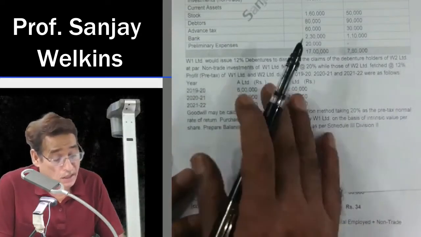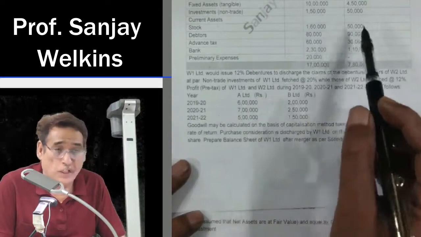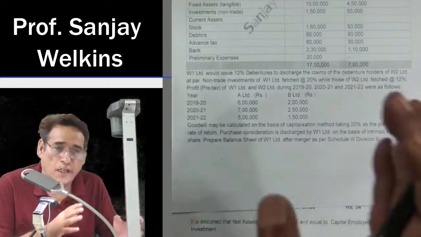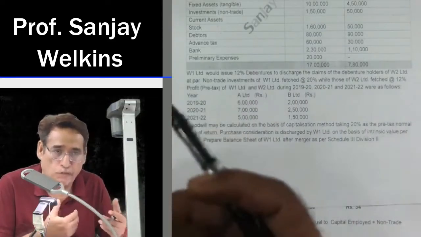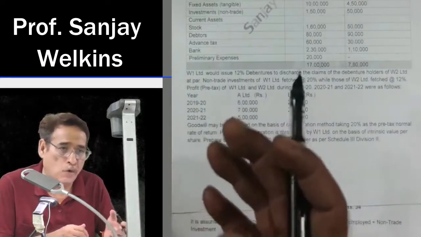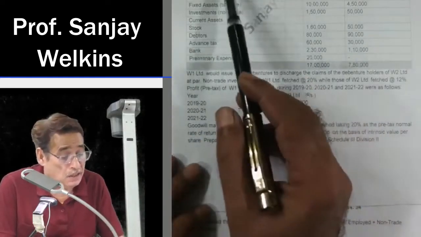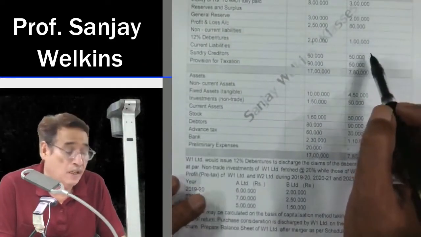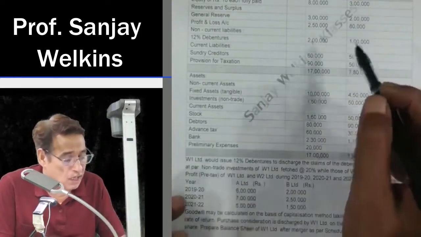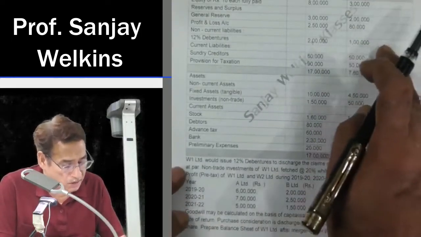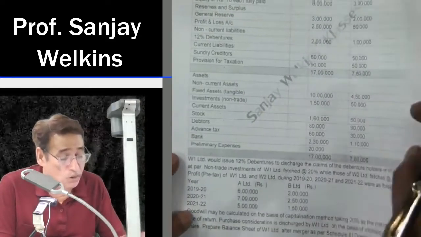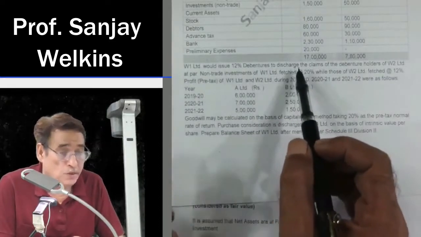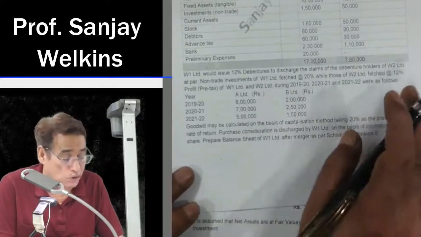What does it mean? It means once W1 will take over W2 Limited, we will take over their assets and liabilities. When we say we are taking over their assets and liabilities, obviously we are taking over their assets and all the liabilities, and in the liabilities we will take over their debentures, creditors and provision for tax, no doubt about that. After taking them over, we will discharge these debentures, and in order to discharge these debentures, actually we will issue our company's debenture. That is what we mean by it. W1 Limited would issue 12% debenture to discharge the claims of the debenture holders of W2 Limited.